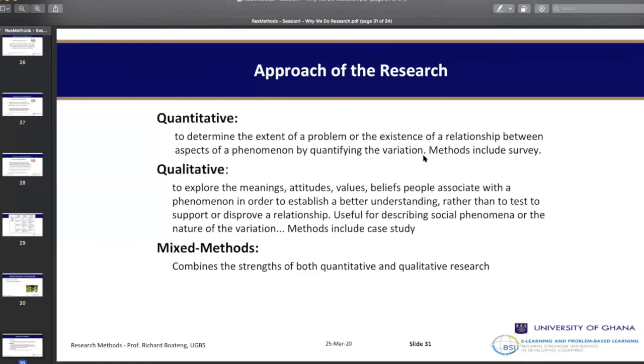So we emphasize here that in qualitative research, our objective is to unravel the values people have concerning the issue.